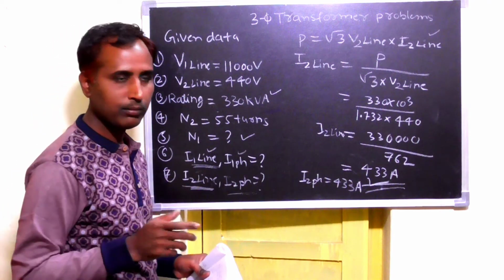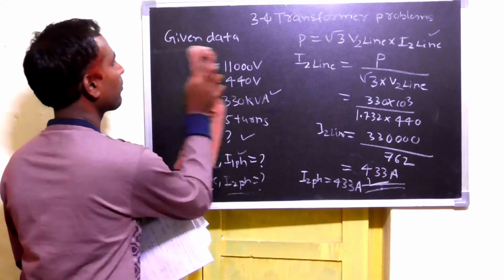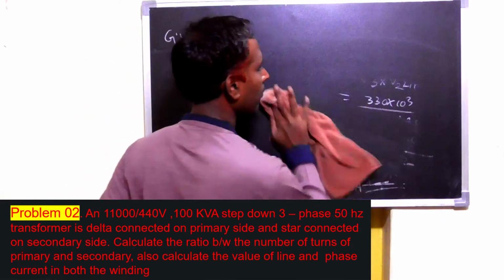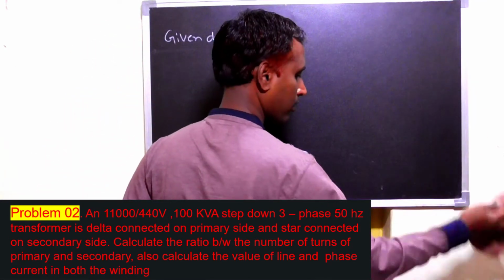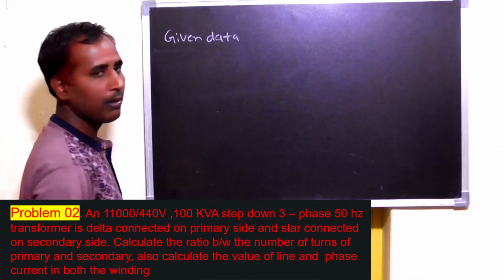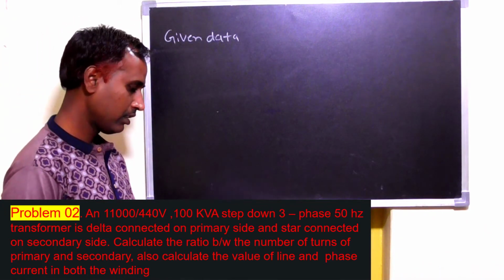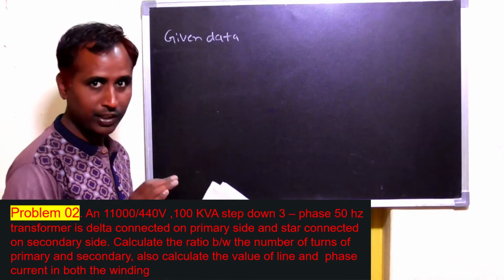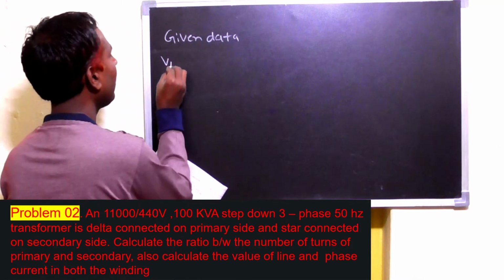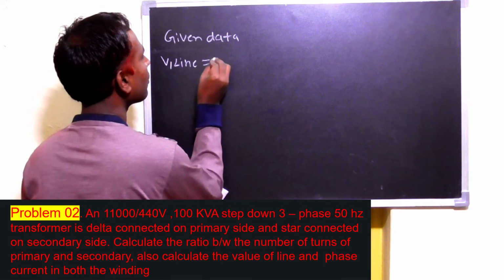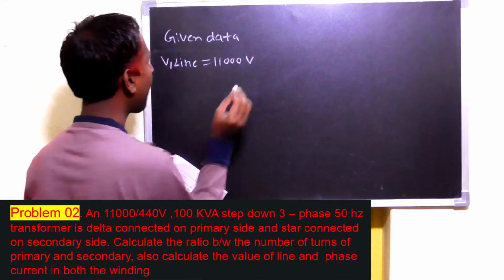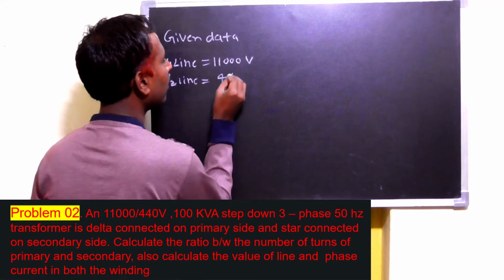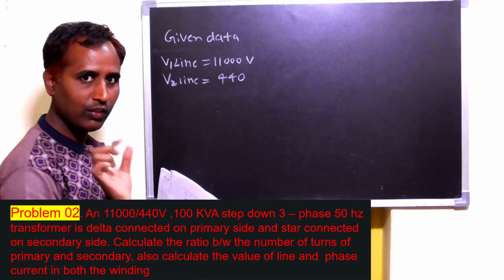So I will solve one more problem next. Let us start the second problem. Before starting any problem, we have to write down the given data. This is the second problem, 11,000/440 volt, same as the previous problem. So V1 line voltage is 11,000 and V2 line voltage is 440 volt. Same problem, only one change is there.